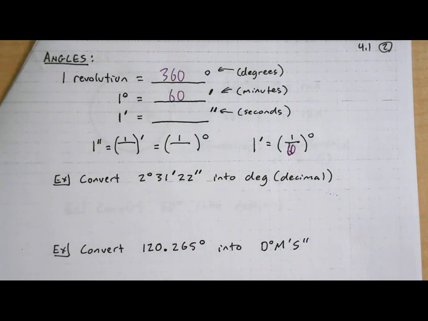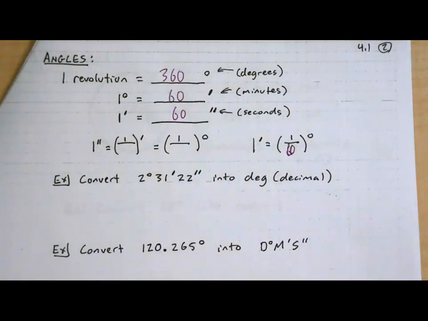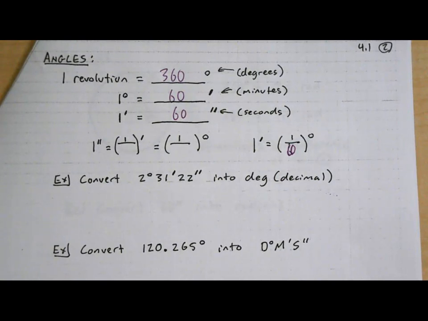All right, and it gets even finer than that because there's an angle called a second that is 1/60th of a minute. And it is based on time, and it has to do with navigation back in the olden days.